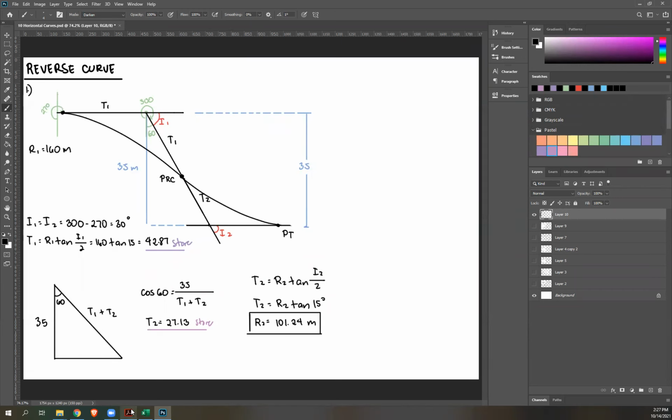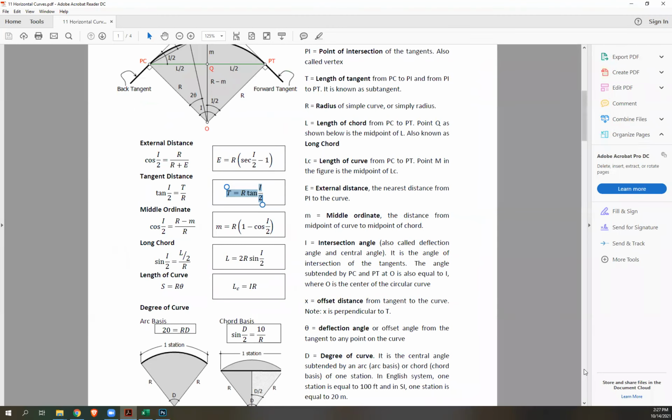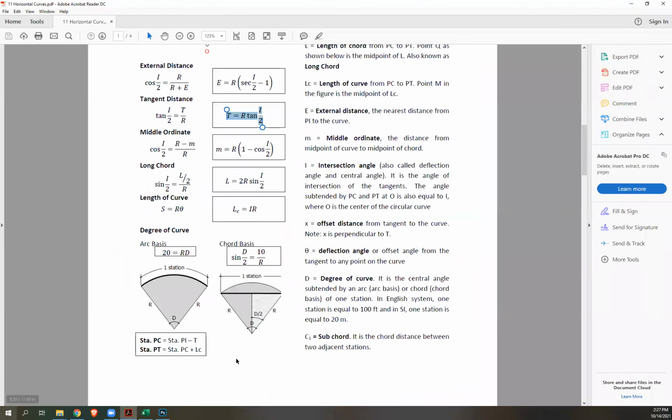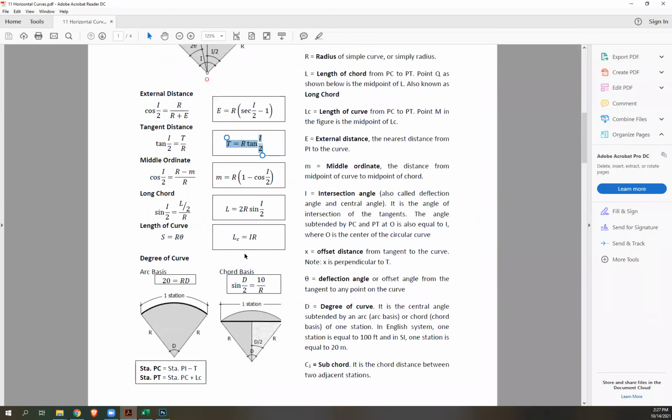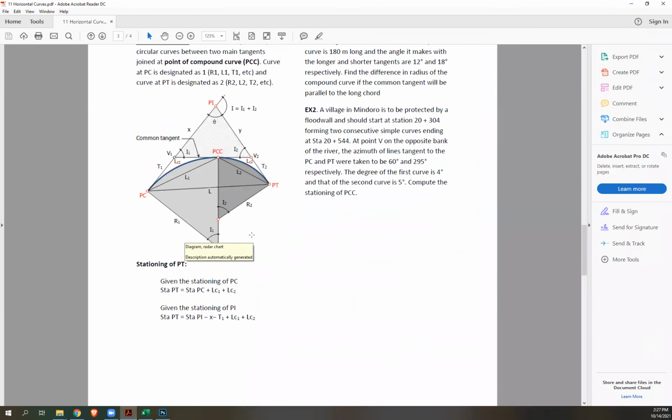Okay, so for reverse curves, that's it. Now take note for compound curves, we have I, just I, which is this I1, this I2. If you extend the back tangent and forward tangent of the first and second curve, you get this I, which is the point of intersection of the compound curve. Point of intersection of the first curve is V1, point of intersection of the second curve is V2. We just gave them different labels to differentiate each point.